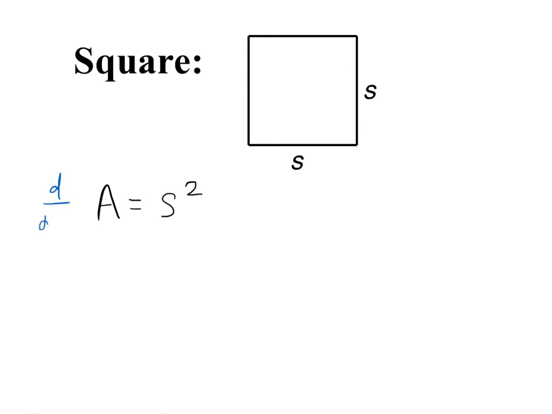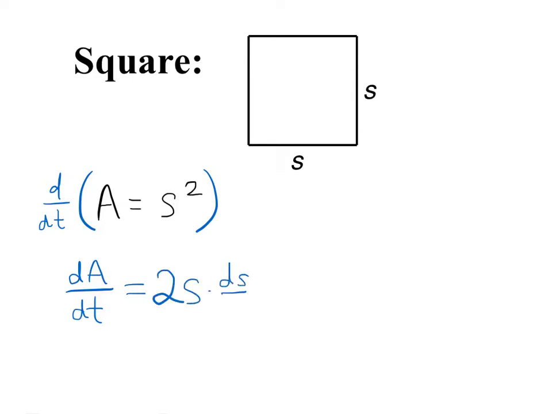If you were to take the derivative of the entire formula, A equals s squared, with respect to time, what would our derivative be? Well, just like before with implicit differentiation, the derivative of area, A, with respect to time is simply called dA/dt, which is a rate variable, and that's going to be equal to 2s, the derivative of s squared, but don't forget, times ds/dt, because of implicit differentiation, is what we have to remember to use.